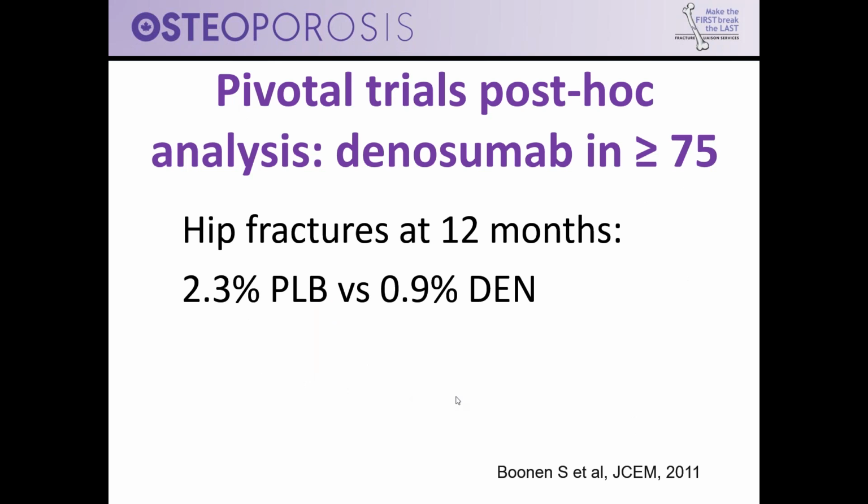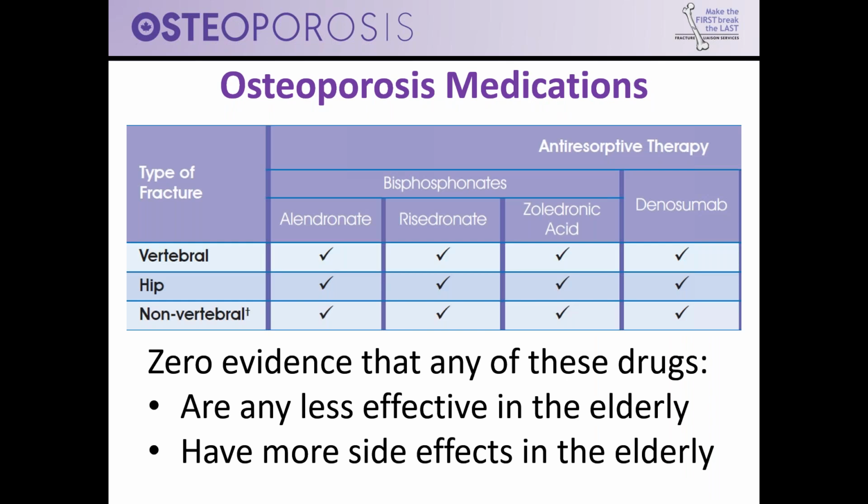But in the subgroup analysis of only the patients over 75, they looked at hip fractures at 12 months. Well, 2.3% fractured in the placebo arm and only 0.9% in the denosumab arm. And this was statistically significant. So at 1 year, denosumab in the elderly had shown decreased hip fractures. So obviously, it does work in the elderly.